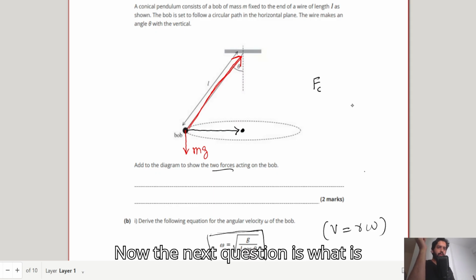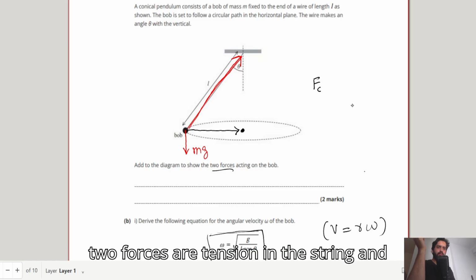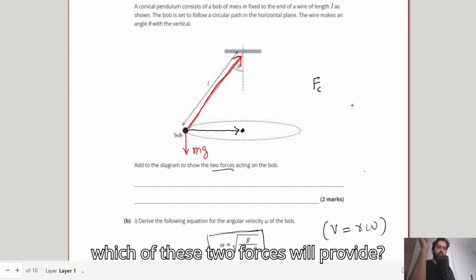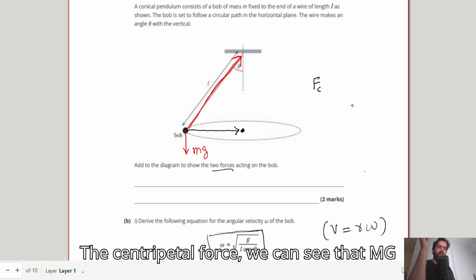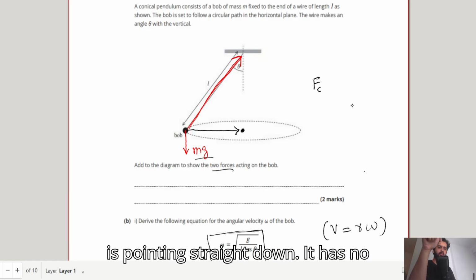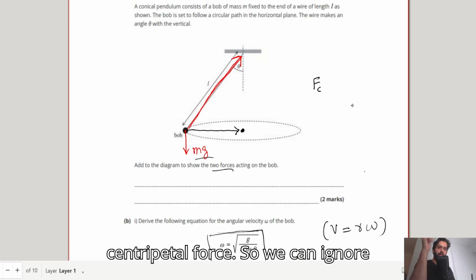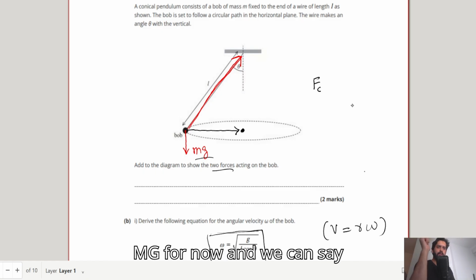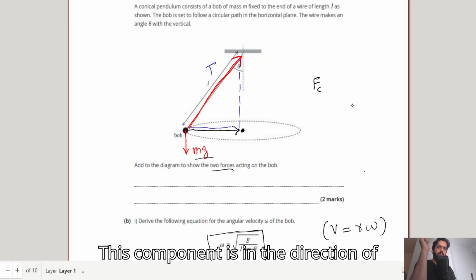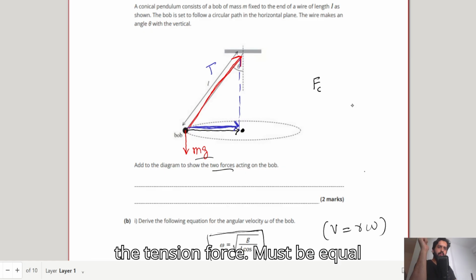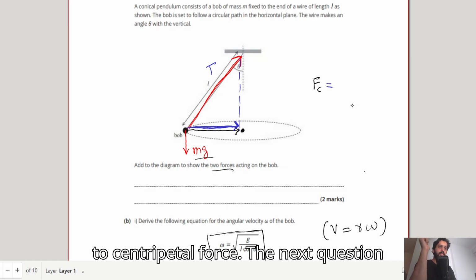Now, the next question is, what is centripetal force? We see that the only 2 forces are tension in the string and weight, which is straight down, right? So which of these 2 forces will provide the centripetal force? We can see that mg is pointing straight down. It has no component in the direction of centripetal force. So we can ignore mg for now, and we can say that this tension force has a component, which is this one, and this component is in the direction of centripetal force. So this component of the tension force must be equal to centripetal force.